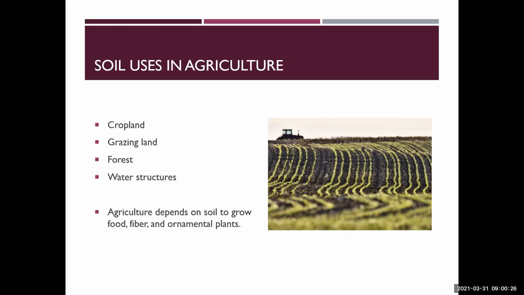We also use grasslands for grazing lands. Forests are a huge, important part of agriculture. And then, of course, it helps clean our water structures. And agriculture depends upon soil to grow all the food, fiber, and plants that we have. It's what we use to survive. So caring for our soil is very important.